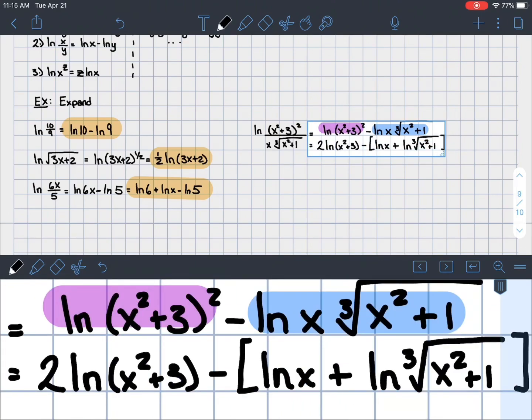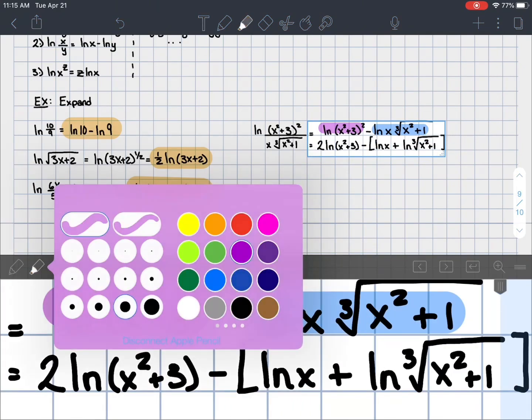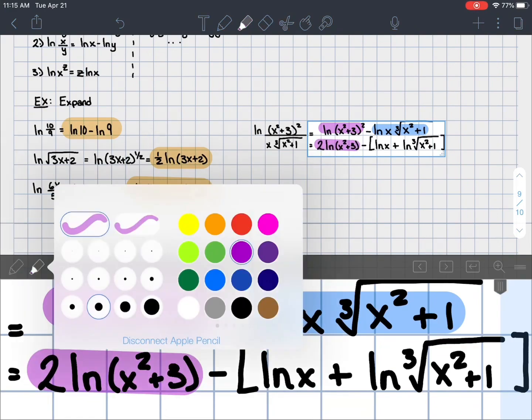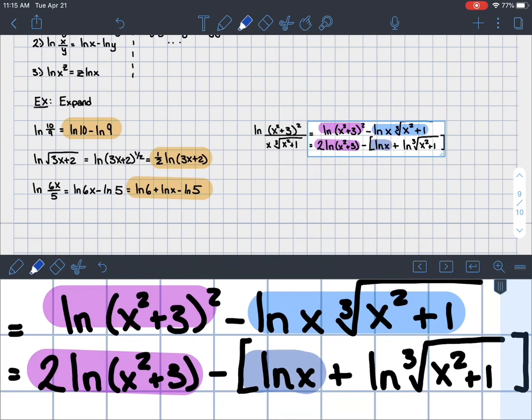From here, I'm going to color coordinate it again. So I'm going to show you this purple piece. Looks like it's actually fully expanded. Next, I've got a darker blue piece that is fully expanded and another blue piece that needs one further expansion.